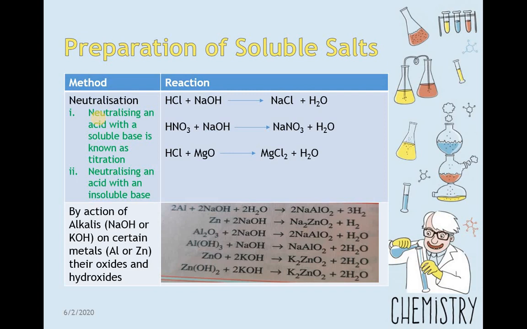Then by the action of alkalis, that is sodium hydroxide or potassium hydroxide, and certain metals like aluminium or zinc, their hydroxides as well as oxides. These reactions you had already done in previous classes. So just have a recap of this. Aluminium in sodium hydroxide gives you sodium aluminate, with zinc sodium zincate, again with aluminium oxide and sodium hydroxide, sodium aluminate. Likewise you are getting this.